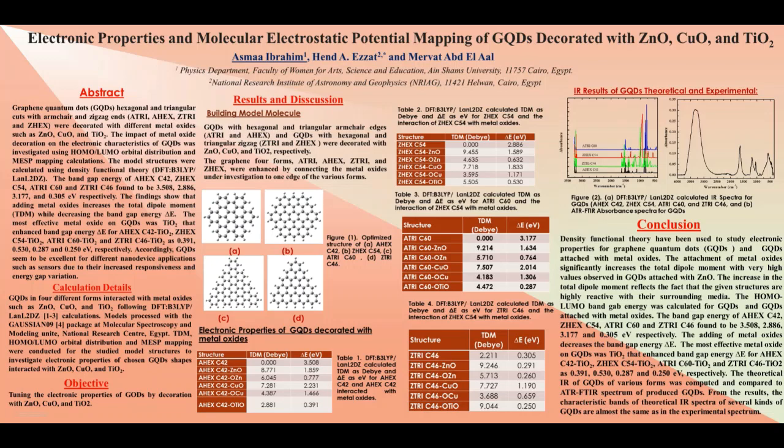The total dipole moment, HOMO-LUMO orbital distribution, and molecular electrostatic potential mapping were conducted for the studied model structures to investigate electronic properties of the chosen graphene quantum dot shapes interacted with zinc oxide, copper oxide, and titanium dioxide. Objective: tuning the electronic properties of graphene quantum dots by decoration with zinc oxide, copper oxide, and titanium dioxide.